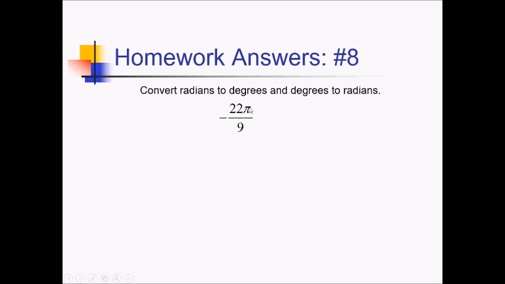For this one, trying to convert into degrees, so I multiply by 180 over pi. Pi's are going to cancel. 180 divided by 9 gives me 20 in the numerator. Negative 22 times 20, that's going to be negative 440 degrees.